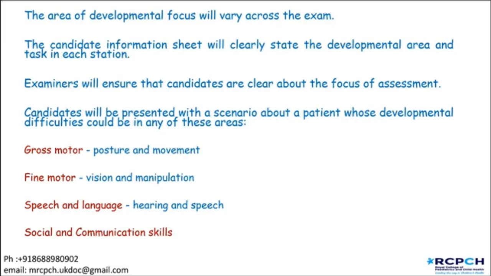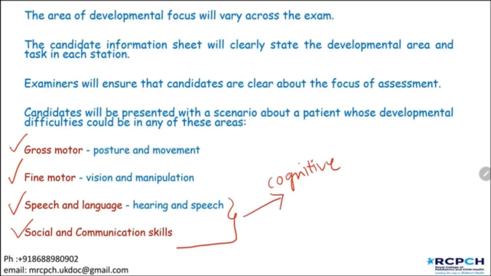Candidates will be presented with a scenario about a patient whose developmental difficulties will be in any one of these 4 domains. You will be given a task to do the gross motor assessment, or the fine motor, or the speech and language, or social and communication. Sometimes you will be given a task to do the cognitive assessment for the child. In that case, you need to do both the speech and language and the social and communication assessment.